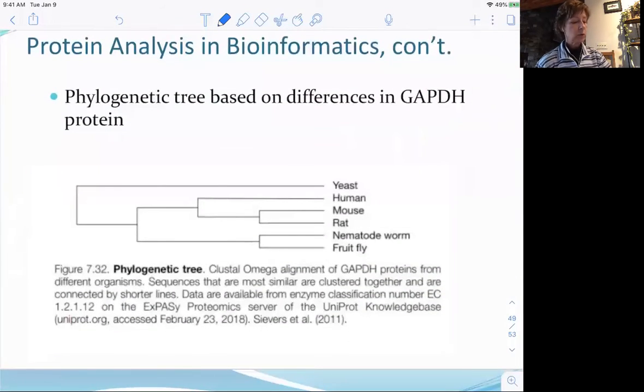So this is sort of what we would expect here, that if you look at differences between fruit fly, so fruit fly is closer to a worm than it is, for instance, to human, and then yeast is kind of an outlier in this particular structure here.